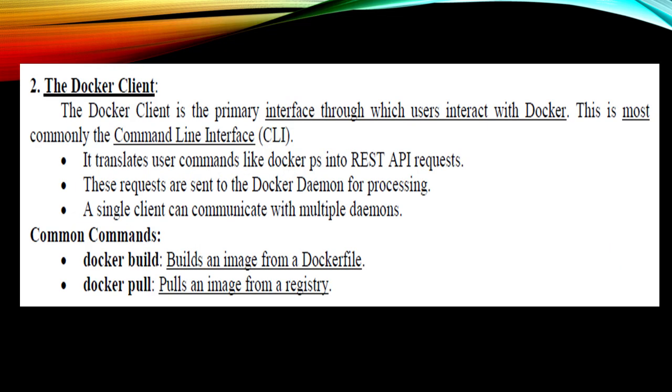Second one is Docker client. That is, when you type your commands, you are using the Docker client. It translates the user command into a REST API request. These requests are sent to the Docker daemon for processing. A single client can communicate with multiple daemons. Most commonly used command for building an image from a Docker client is known as docker build. Docker pull is pulling an image from the registry.